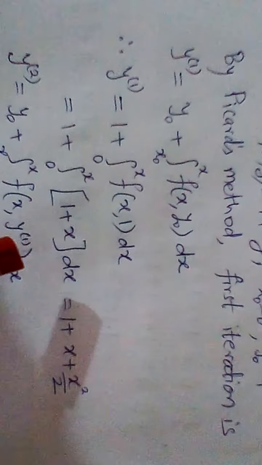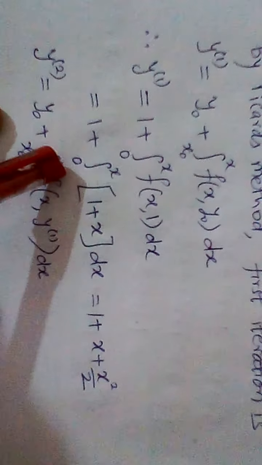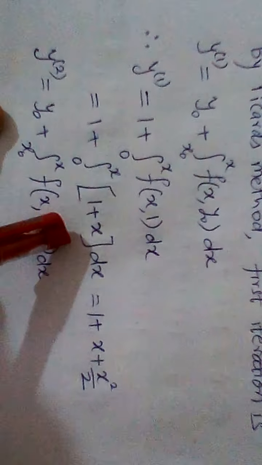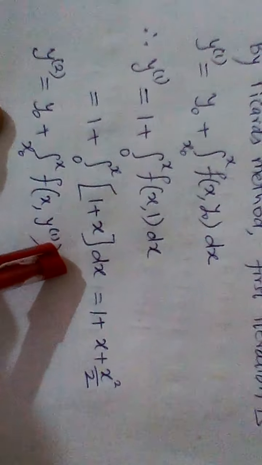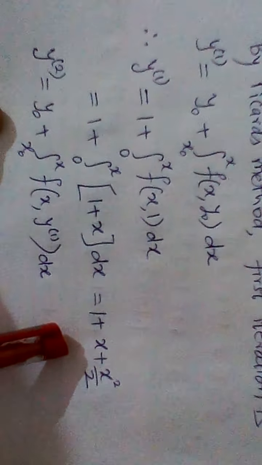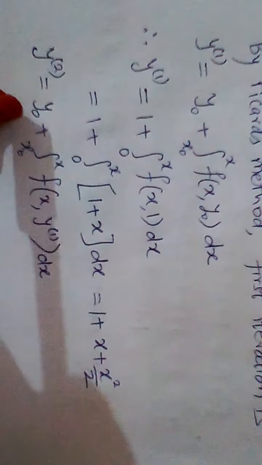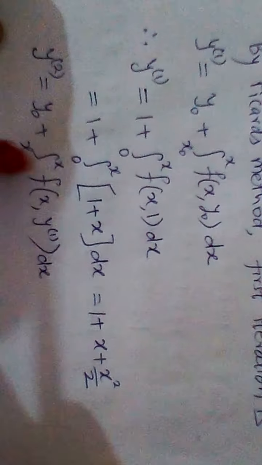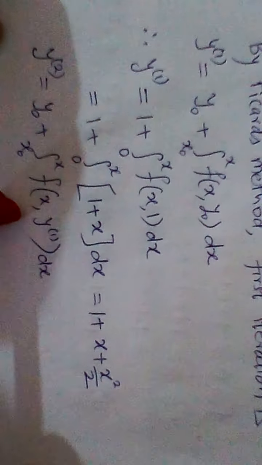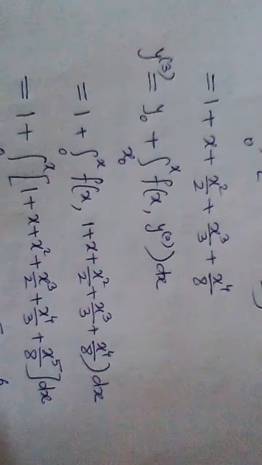So we calculate the functional value. It is 1 plus x coordinate into y coordinate. So we got it as 1 plus integration from 0 to x of 1 plus x dx, and the integration gives you 1 plus x square by 2. Now let us go for the second approximation. It is y2 equal to y naught plus integration from x naught to x of f of x comma y1, the first approximation.